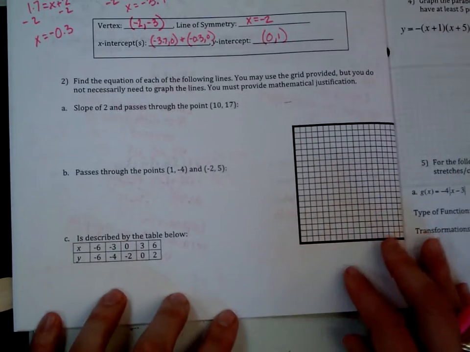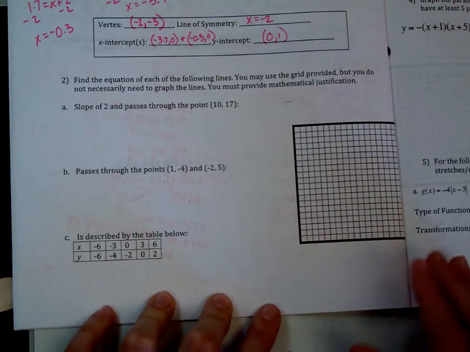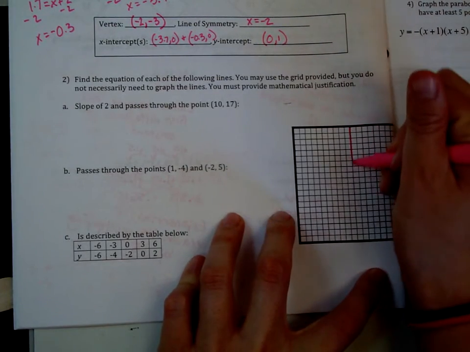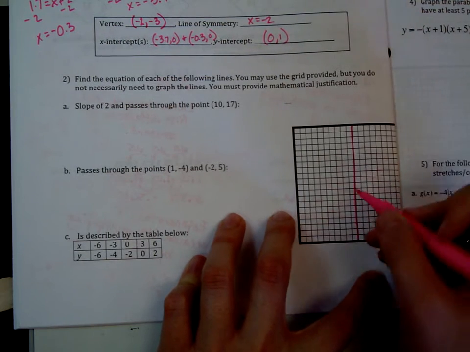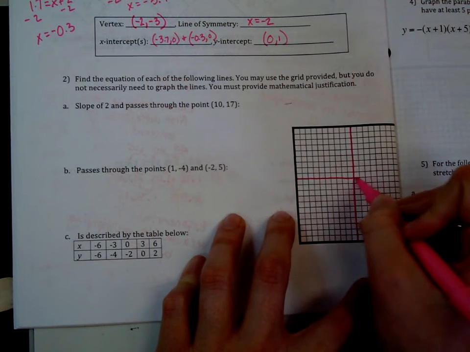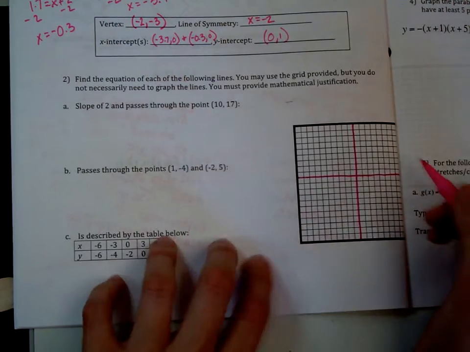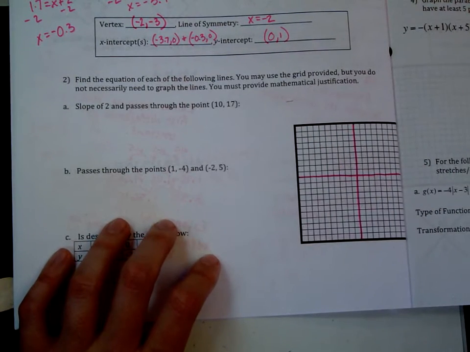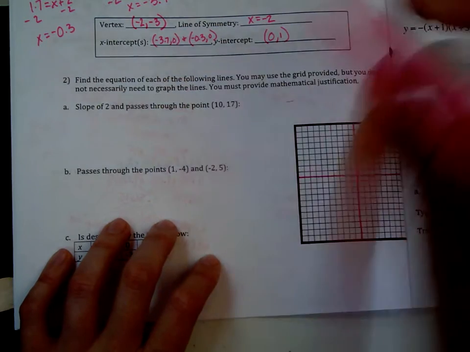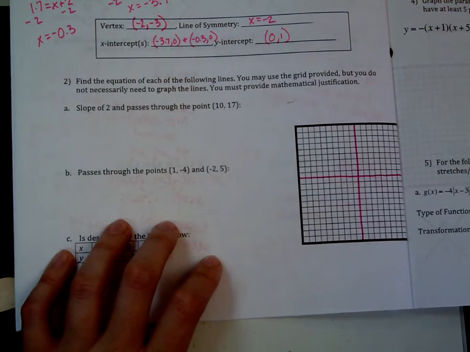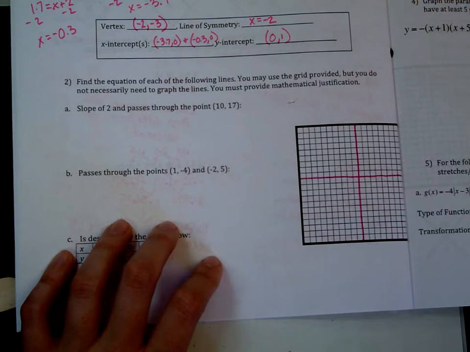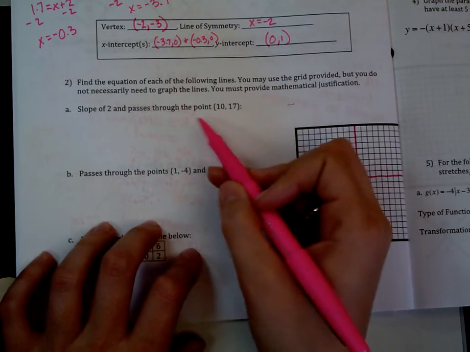Find the equation of each of the following lines. You may use the grid provided, but you do not necessarily need to graph the lines. So in case we want to graph them, I'll go ahead and put some axes right here. So this line has a slope of 2 and it passes through the point (10, 17). Well, I'm not even going to have that point on my grid right here. So I need to find the y-intercept.